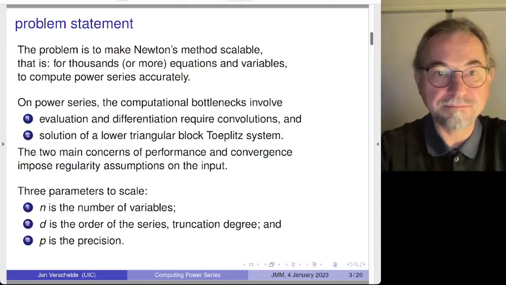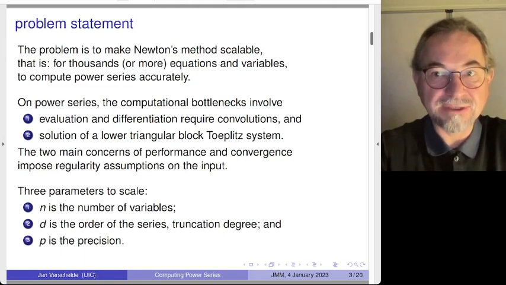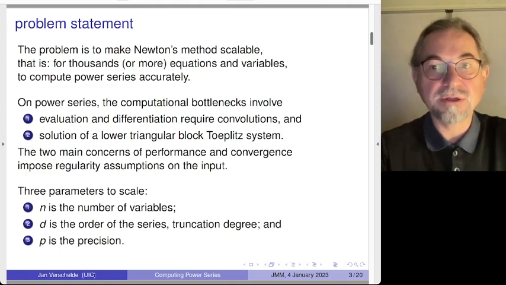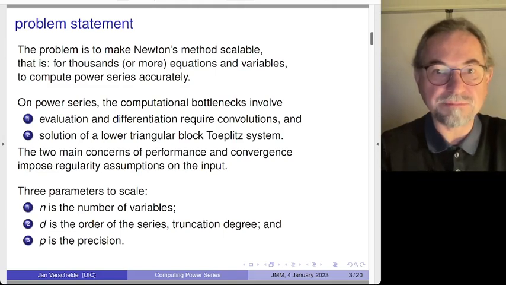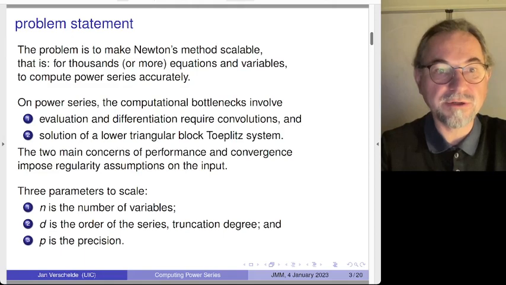So what are the two main bottlenecks when we run Newton's method? Well, we have to evaluate and differentiate the equations, and that requires convolutions because we do this at power series. The power series again lead to a lower triangular block Toeplitz system, so we have to solve in each step to compute the updates of Newton's method. We have to solve also a structured linear system. So these are the computational bottlenecks. This makes this very computationally intensive work.